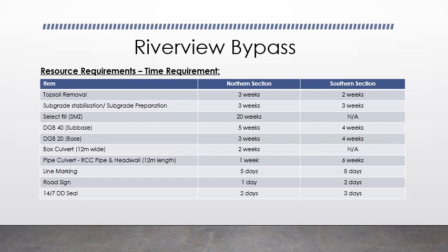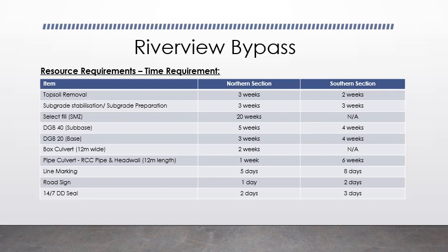DGB 20, the base material for the northern section, the time requirement is 3 weeks, and for the southern section, it's 4 weeks. Box culvert, as we have in the northern section, so it will take 2 weeks. Pipe culvert, we only have one in the northern section. It's only 1 week, and the southern section, it will take 6 weeks.